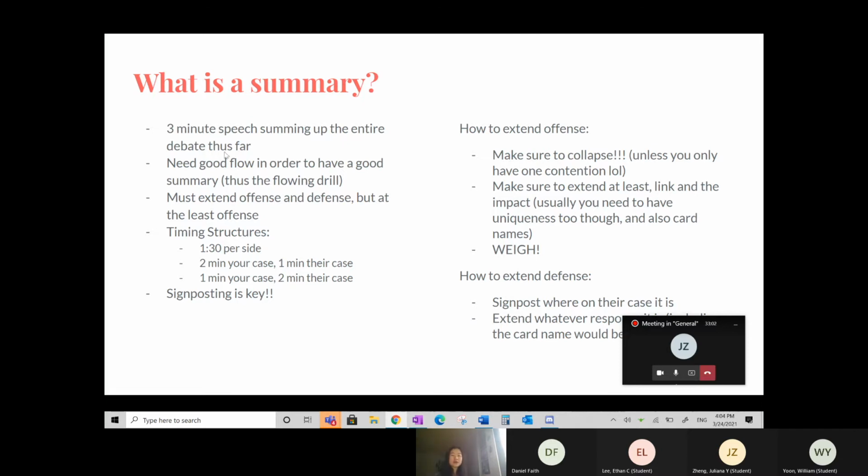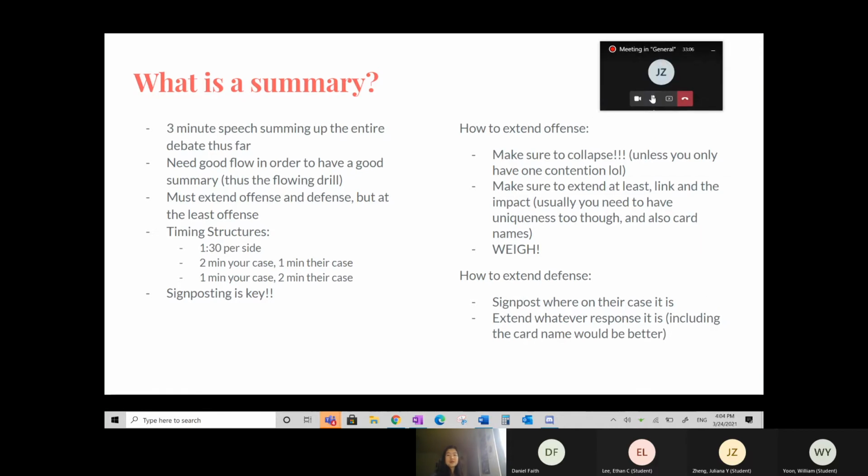We're going to talk about the individual parts later. But then how do we extend defense, right? You want to signpost wherever their case is, like, judge, on my opponent's second contention, on the impact specifically, and then you extend whatever response it is. So basically you just repeat whatever your partner said in their rebuttal.